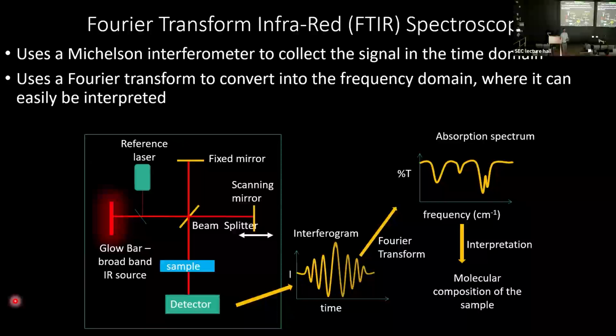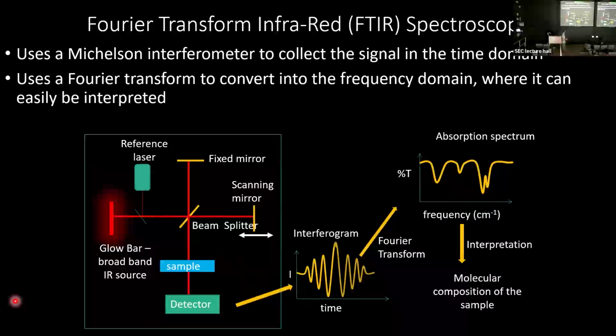So there's a lot of unevenness in the instrument response function. There's a black body radiation curve from the silicon carbide glow bar. There's a quantum efficiency curve of the detector. There's a throughput on the beam splitter. All these things need to be accounted for.